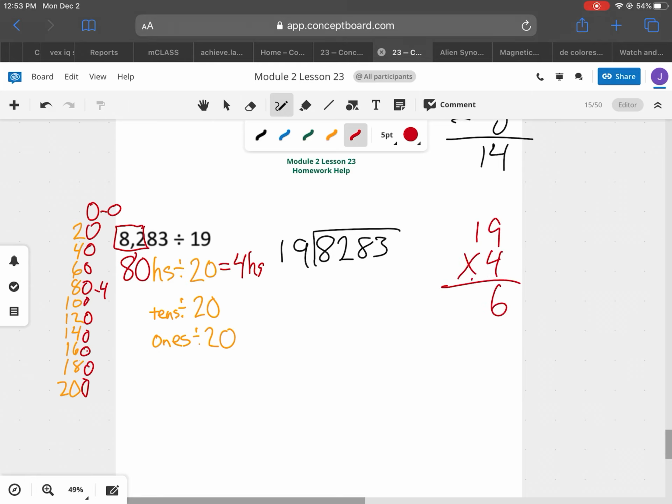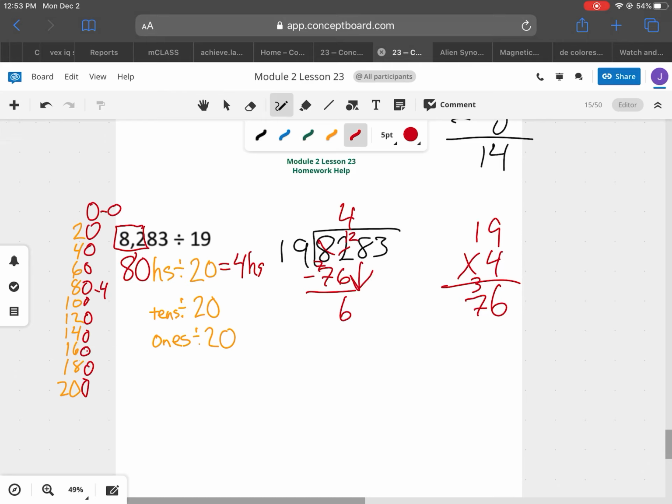And that gives me 9 times 4 is 36. So that's 36. 4 times 1 is 4 plus 3 is 7, so that's 76. 76 is less than 82. So I'm going to put the 4 up here. I'm going to subtract, and that gives me 6.